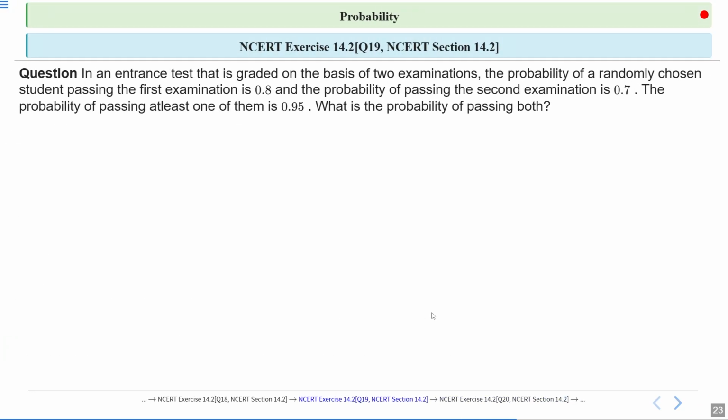So in an entrance test that is graded on the basis of 2 examinations, the probability of a randomly chosen student passing the first examination is 0.8, and the probability of passing the second examination is 0.7, and the probability of passing at least one of them is 0.95. So what is the probability of passing both? Okay, so students, first of all, try it yourself. You have 40 seconds to try to solve this question, and then we will provide the solution.